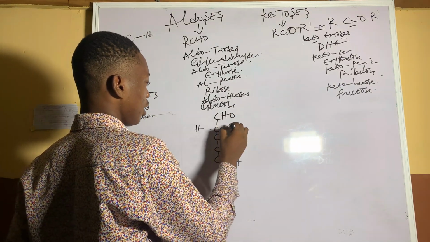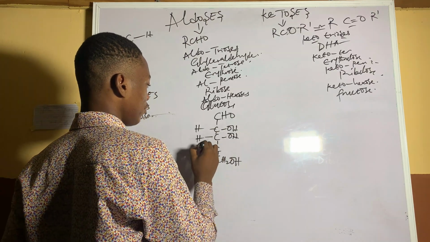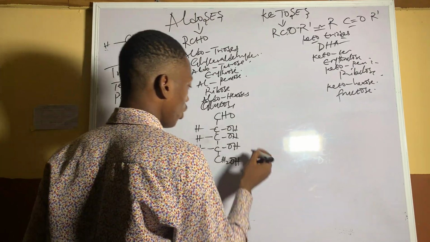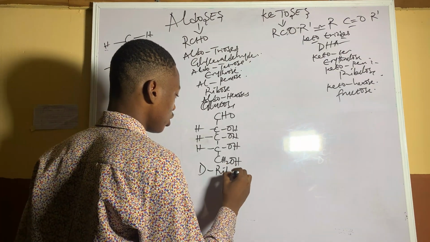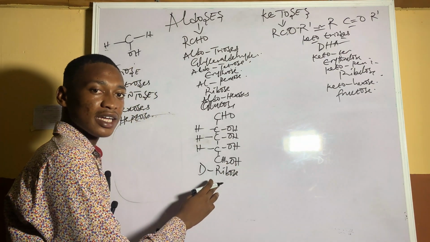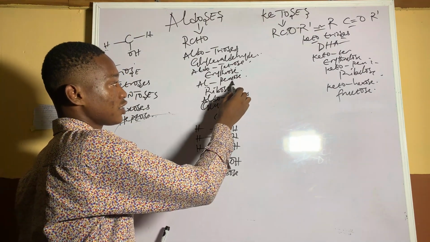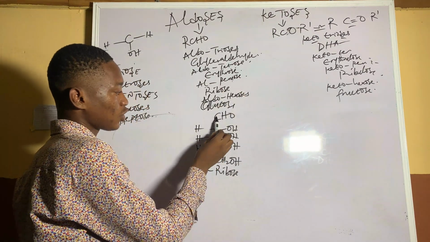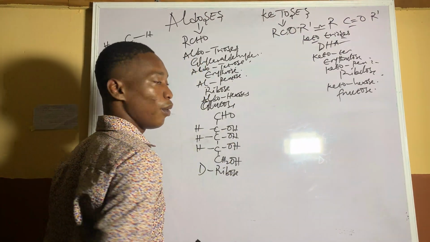So I have H, I have OH, I have H, I have OH, I have H, I have OH. What's the name of this sugar? We say this is D-ribose. This is an aldopentose sugar, an aldehyde sugar that contains 5 carbon atoms. These are the 5 carbon atoms: 1, 2, 3, 4, 5. Now, this is an example of aldopentose.